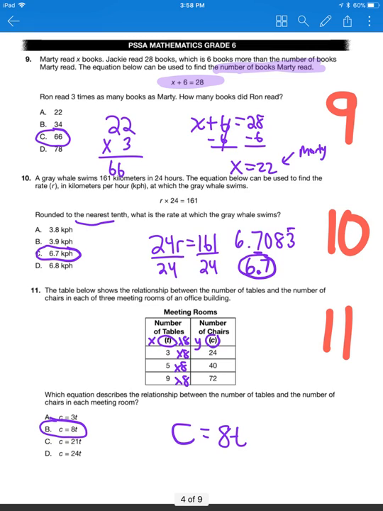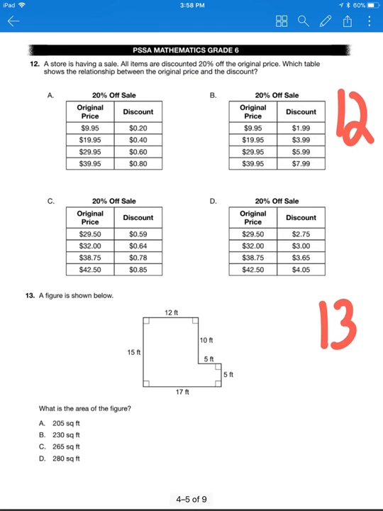All right, next page. Number 12, a store is having a sale. All items are discounted 20% off the original price. Which table shows the relationship between the original price and the discount? All right, so let's think about this for a second. 20% off the original price. So what I need to do is figure out 20% of these different numbers. So let me start with this one.